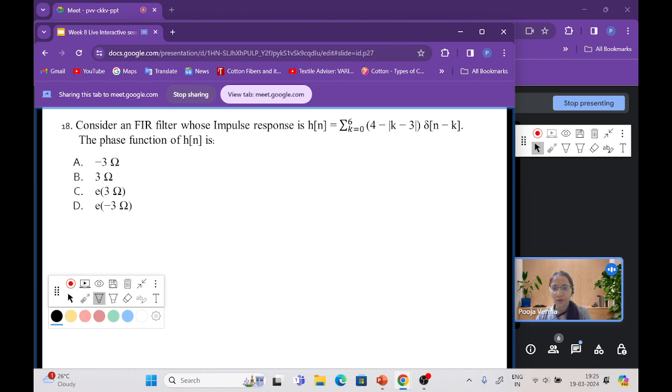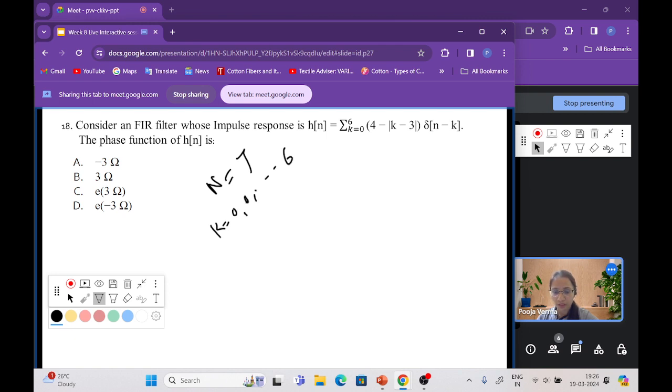Consider an FIR filter whose impulse response is h of n equal to the sum over k varying from 0 to 6 of (4 minus mod of k minus 3) delta of n minus k. What will be the phase function of h of n? Here k varies from 0 to 6, that means the order of this function is 7, right?